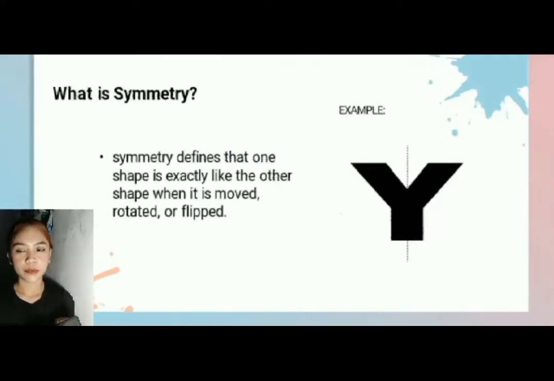What is symmetry? Symmetry defines that one shape is exactly like the other shape when it is moved, rotated, or flipped.